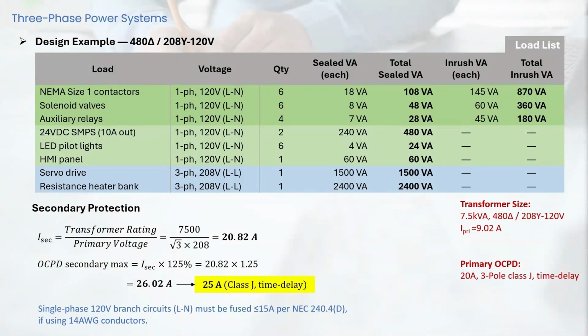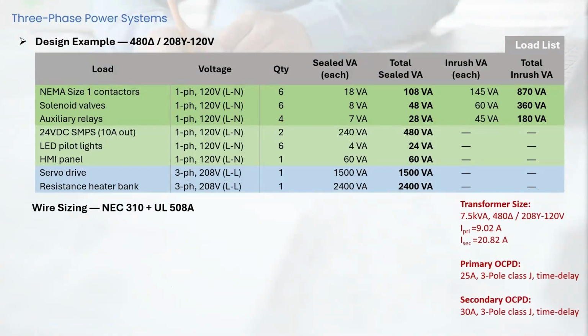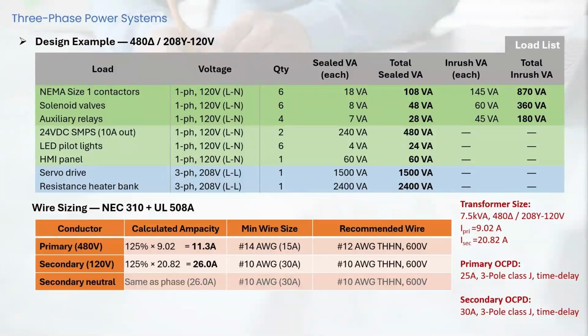Also, we must ensure that all single-phase branch circuits between the phase and neutral must also have single-pole fuse protection for those branches. If using 14-gauge conductors, the maximum allowable fuse is 15 amps per NEC 450.3. Now that we have our primary and secondary full load currents calculated, we can refer to NEC table 310.16 and select the appropriate conductors as I have shown in this table.